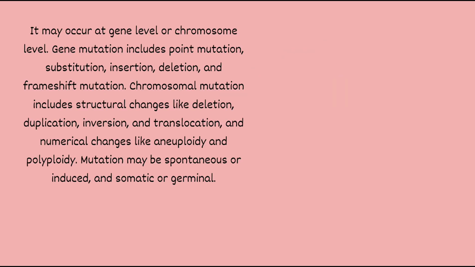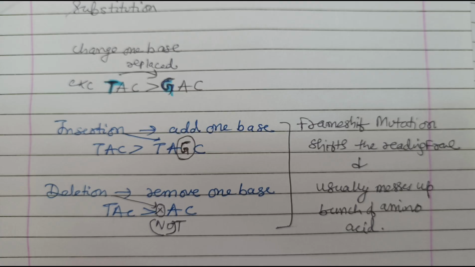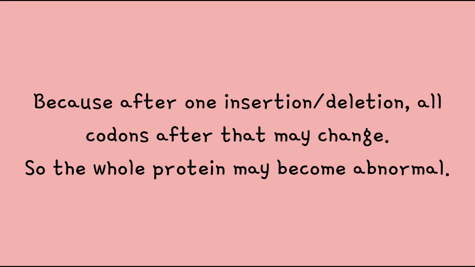Then substitution: one base is replaced by another base, like A becoming G. This may or may not change the amino acid. Then insertion: one or more bases are added into the DNA. This can disturb the reading frame. Deletion: one or more base pairs are removed from the DNA, and this can also disturb the reading frame. Then frameshift mutation: when insertion or deletion changes the reading frame of the codons, it is called a frameshift mutation. Why is it dangerous? Because after one insertion or deletion, the codons after that may change, so the whole protein may become abnormal.